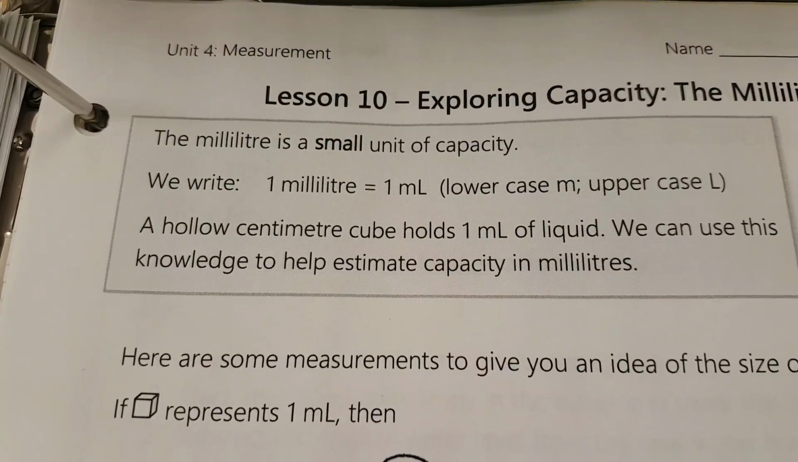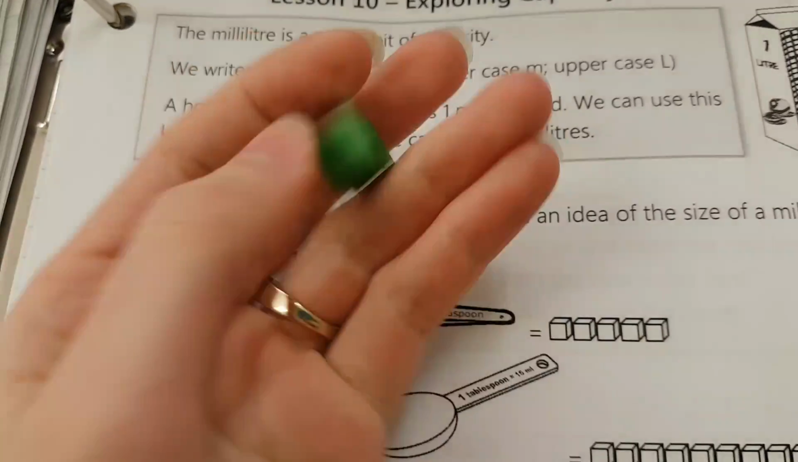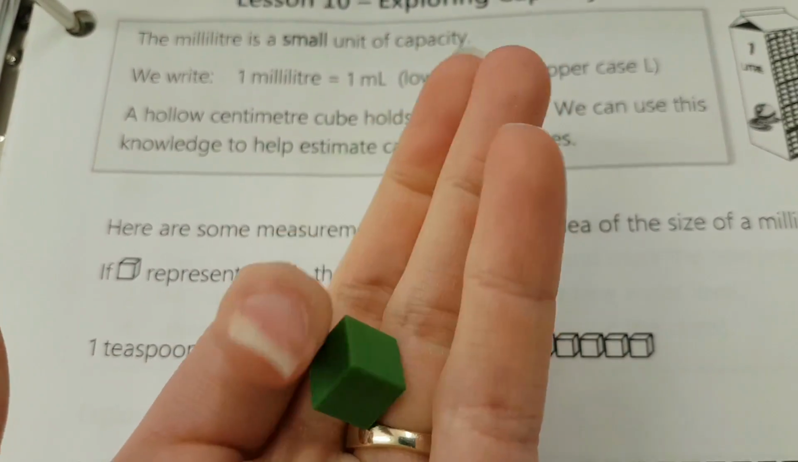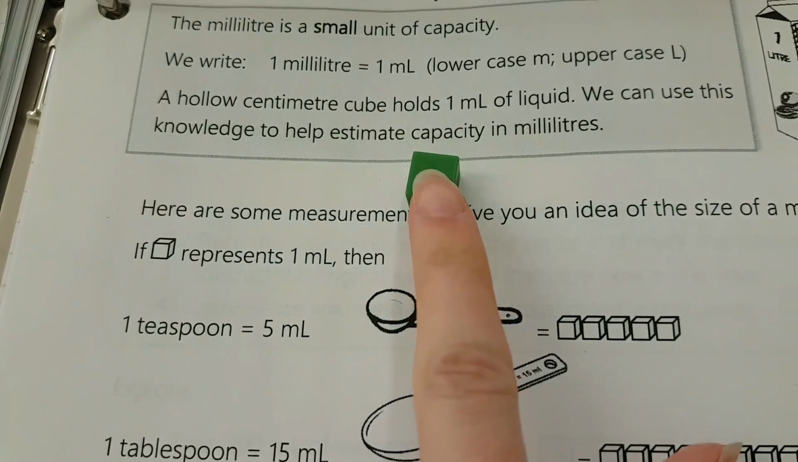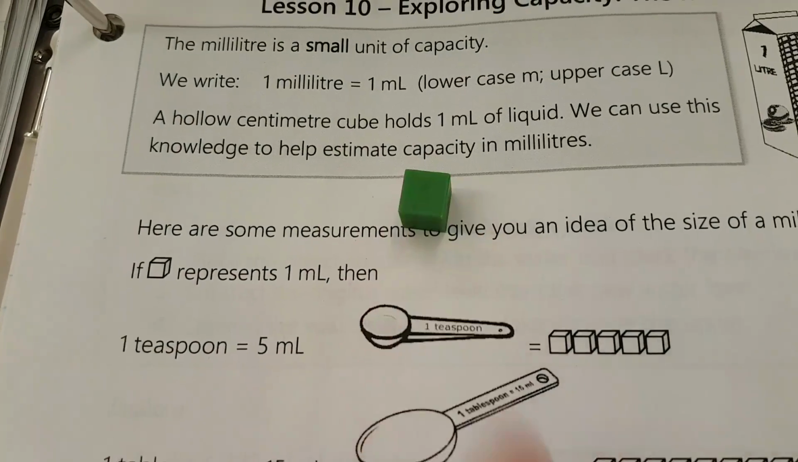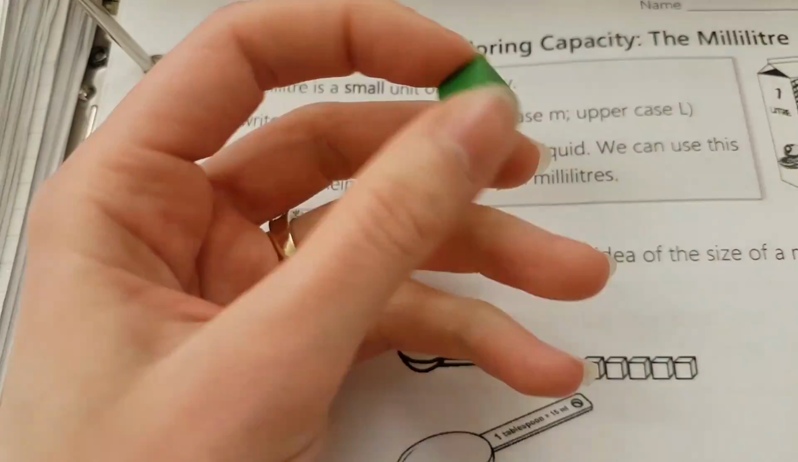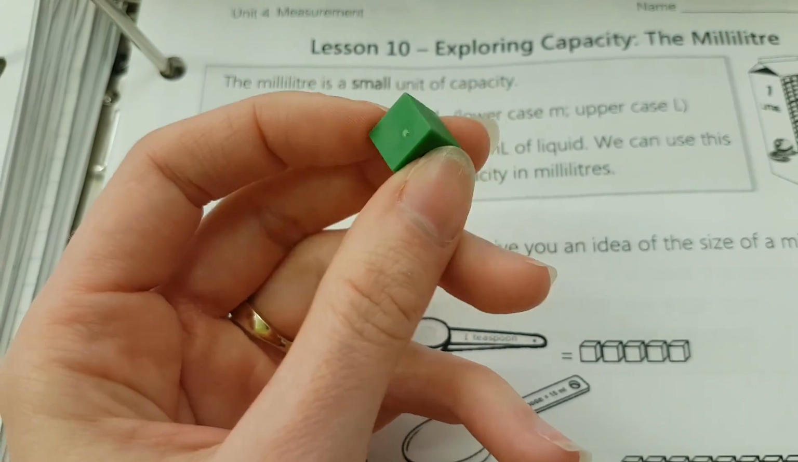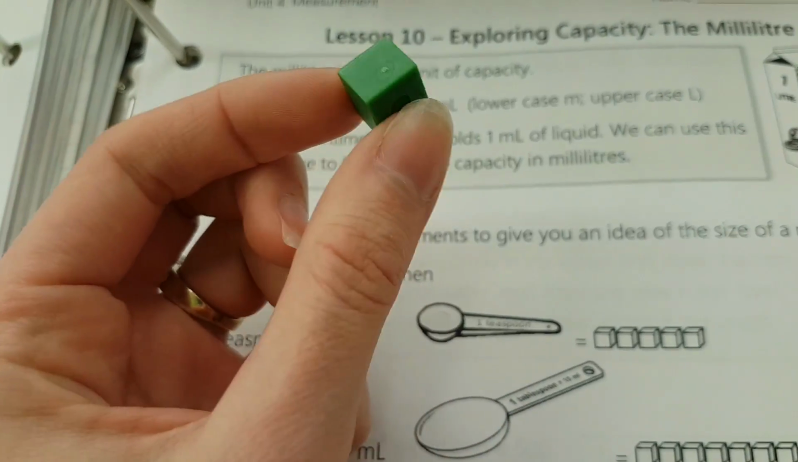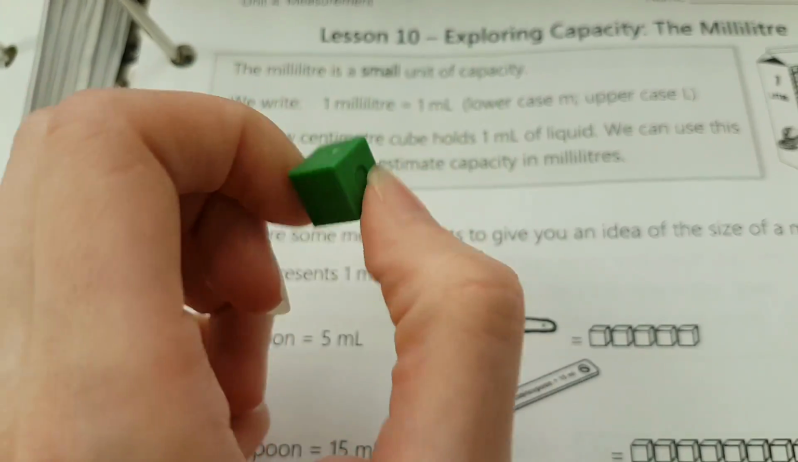And so with a milliliter, we can look at these little cubes, not the linking ones, but these little tiny ones. And so if you were to fill one of these, if it was hollow, up with water, there would be 1 milliliter of liquid inside of this little cube. Okay, so that means that 1 centimeter cube is the equivalent to 1 milliliter. So if this was a square of liquid, it would be 1 milliliter.